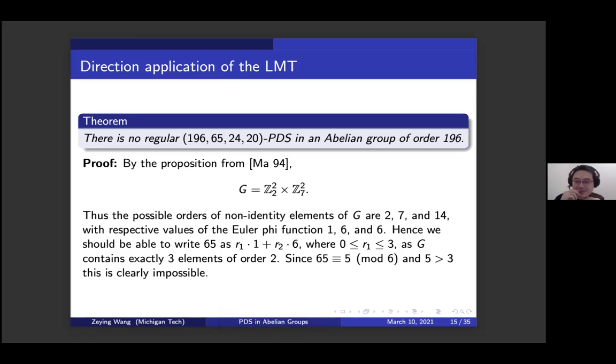Here's one question. Can you say something about a strongly regular graph with these 196 parameters?